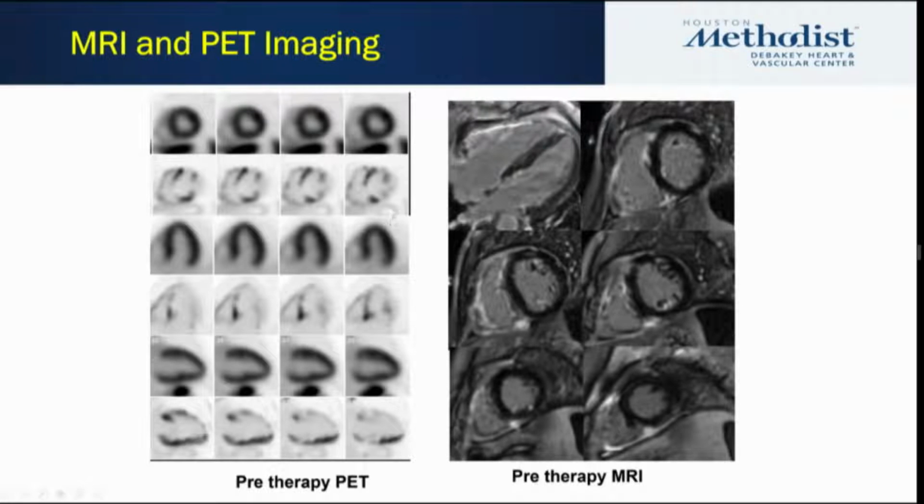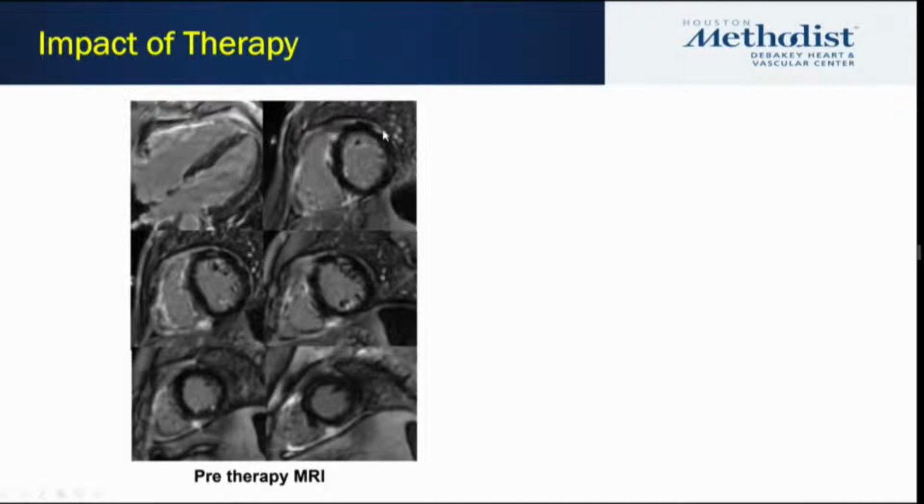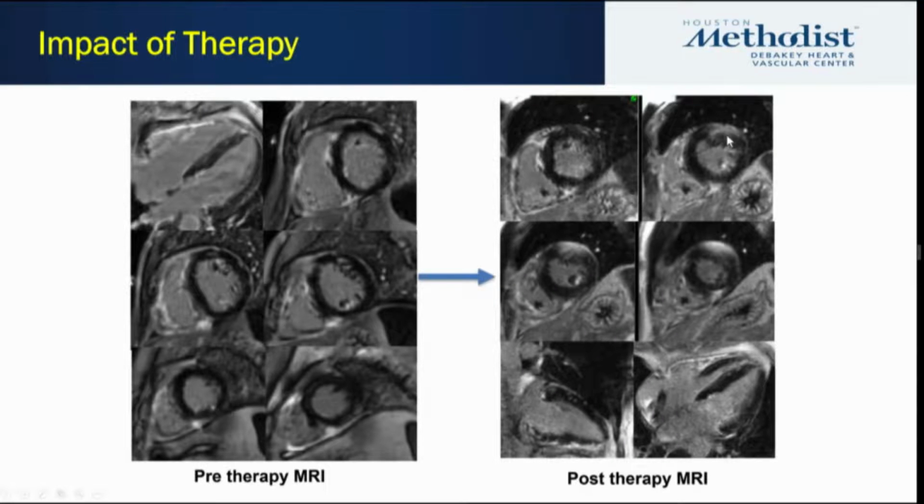And 3 months later, and this is what we are recommending, to use cardiac PET to monitor the therapy and adjust the therapeutic doses according to that. So this patient came in. This is his pre-therapy MRI, and now he has an ICD.